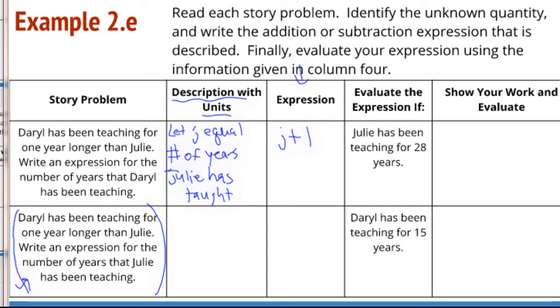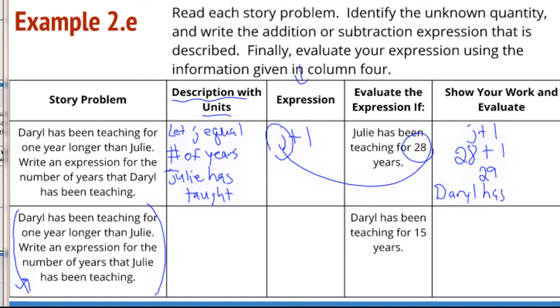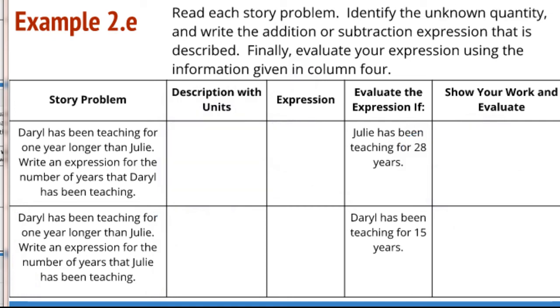And Julie has been teaching for 28 years. Oh, wait, first write my expression. There we go. Substitute 28 for Julie, J, and add 1, and I find out that Daryl has been teaching 29 years. All right, and I'll let you play with that second example there.